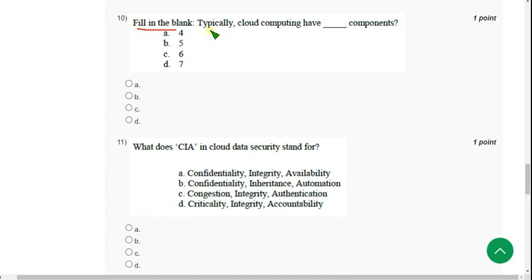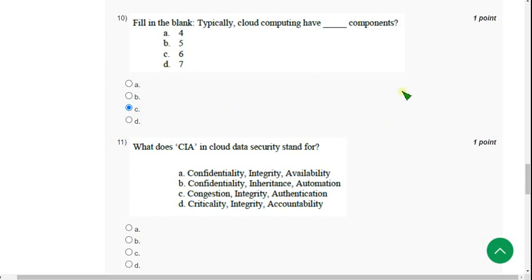And moving on to the 10th question, fill in the blank. Typically cloud computing has dash components. That means how many components does cloud computing have? So for the 10th question, the answer is option C, 6. Typically cloud computing has 6 components. So mark option C as the correct answer for the 10th question.